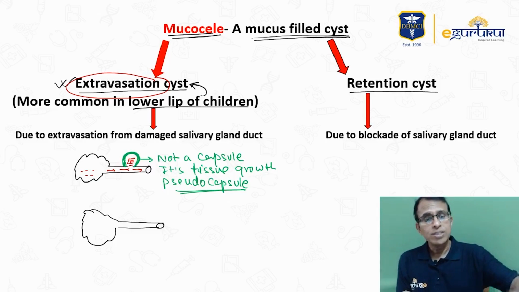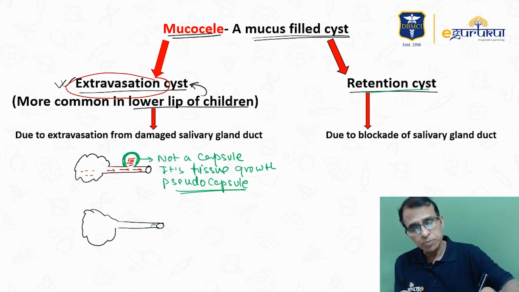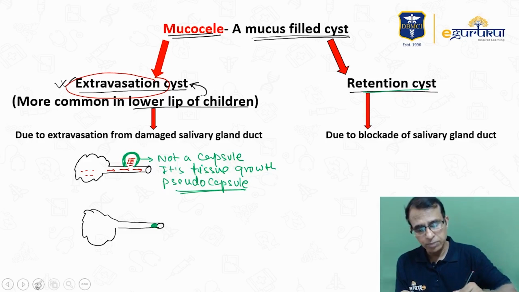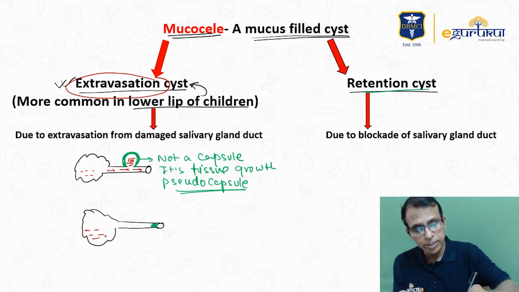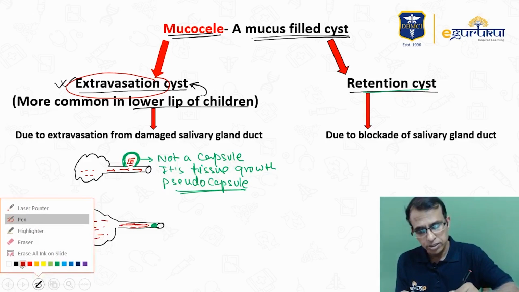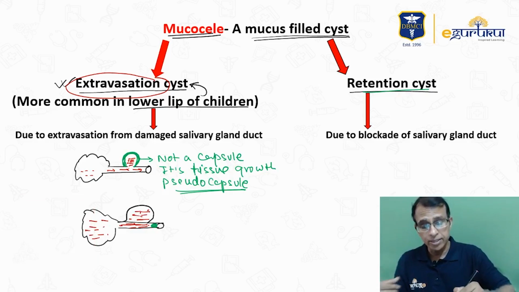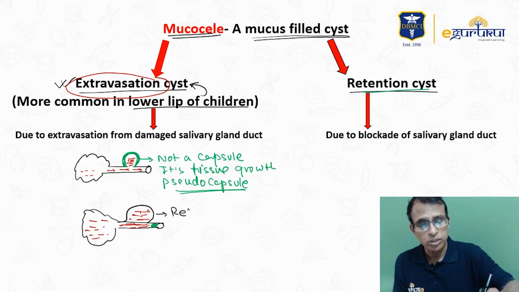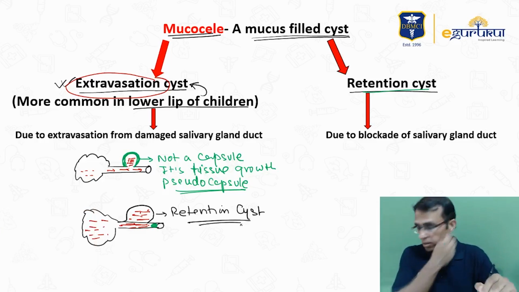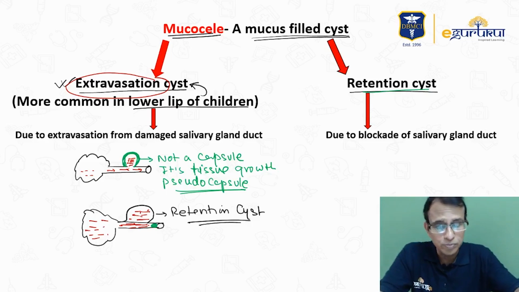Whereas what is a retention cyst? If the duct gets blocked due to something, then the secretion keeps on accumulating. There is a lot of pressure in the pool of secretion, and because of this secretion collection, the duct will grow, balloon out, and the secretion collects here. The fluid has been retained in the duct. Now this is called a retention mucosal cyst, or retention cyst. So these are the main differences between the two, right?